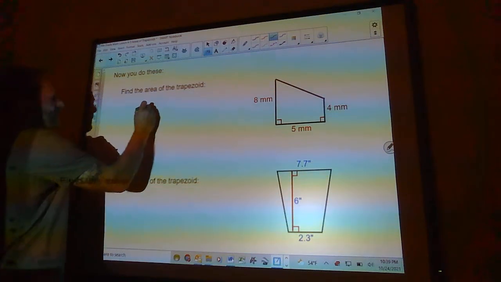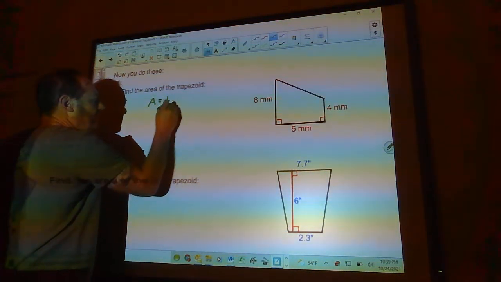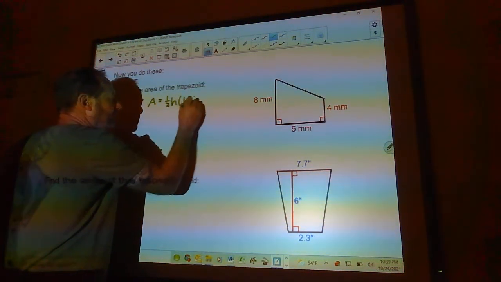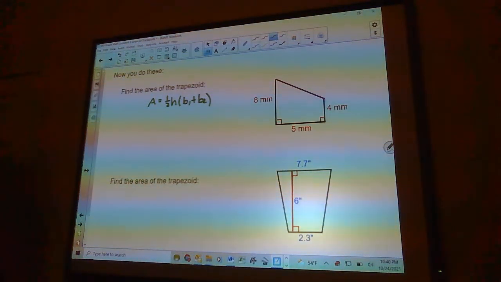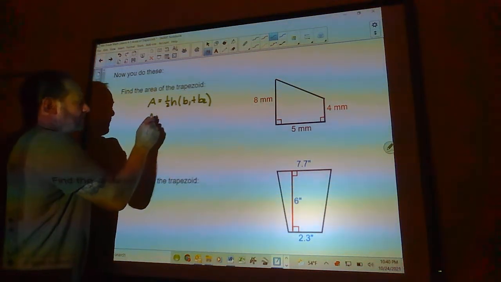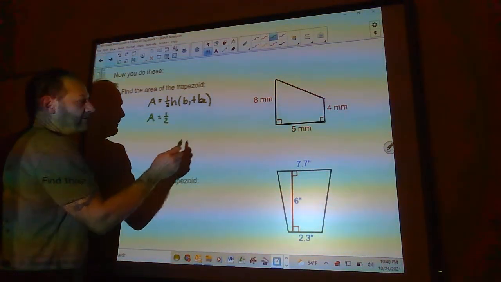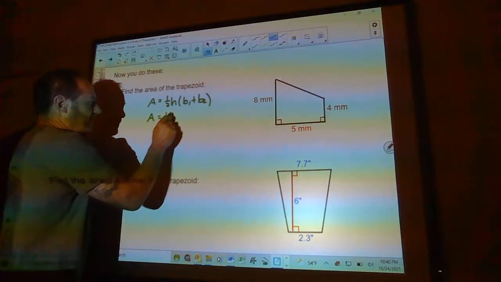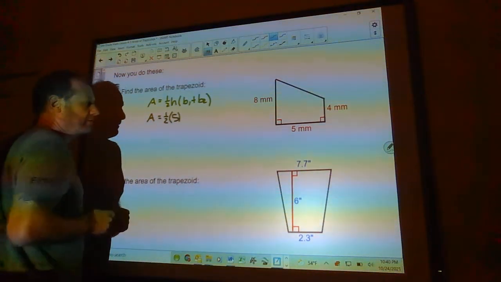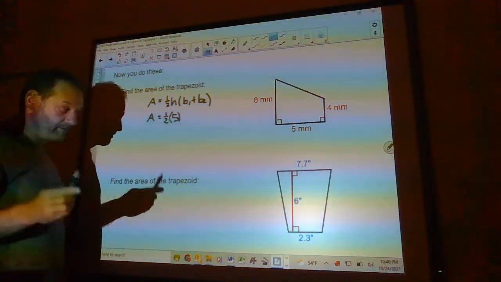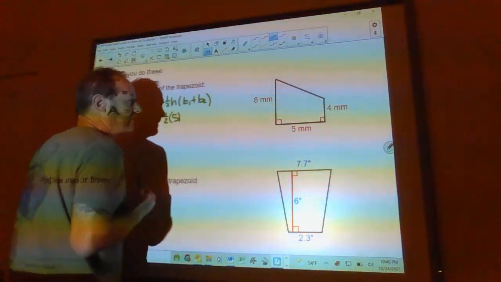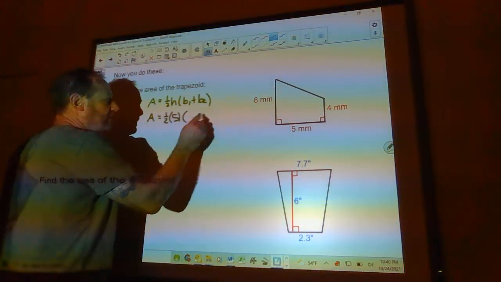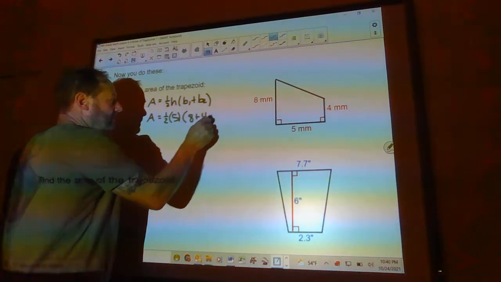Okay, so again, I wrote down my formula: 1/2 the height times base 1 plus base 2. If you don't write down the formula and all your work on your assignment, you're not going to get credit. Okay, so the height is 5. Now that's kind of weird because the 5 is on the bottom here, and we usually think of the base on the bottom. But remember, the bases of a trapezoid are the two parallel sides. So they're going to be 8 and 4.